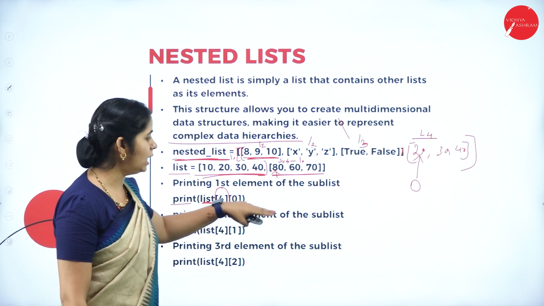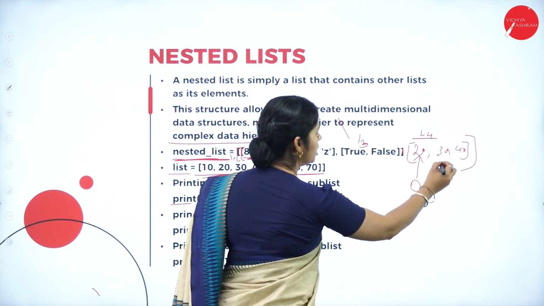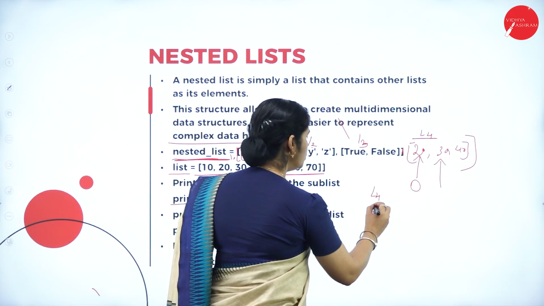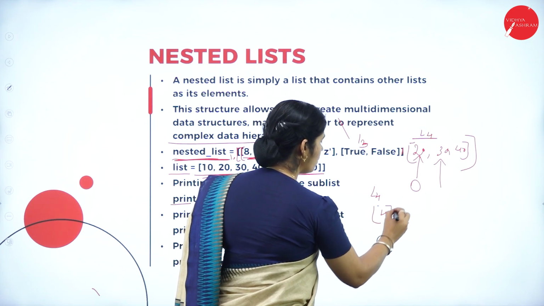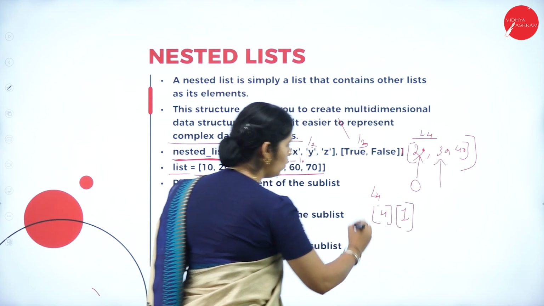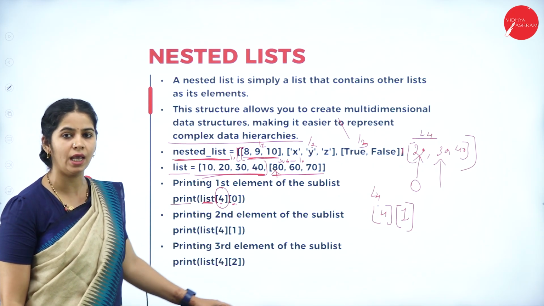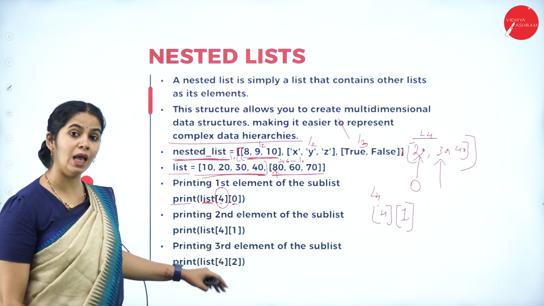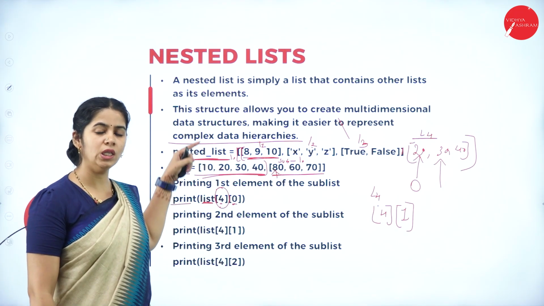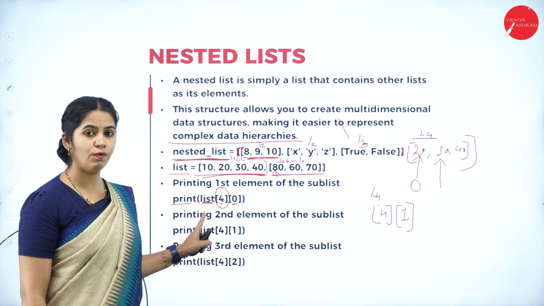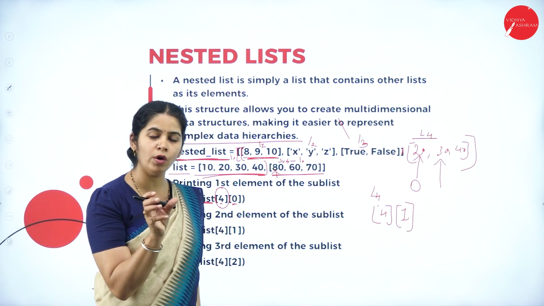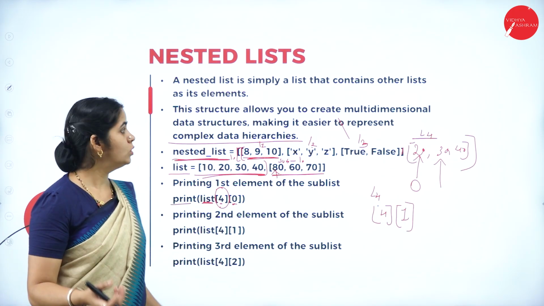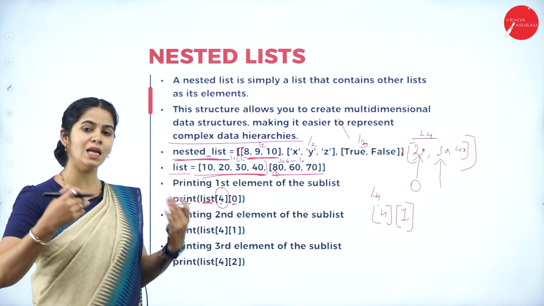Printing the second element of the sublist. I want to print the second element of the sublist. What is my sublist? Sublist is 4, so that will be given as 4. And which is my element? The index value 1 will be the element for the second, right? So that will be printed. Similarly, we can access the elements of the sublist within the given list using this format. You should give the number of the sublist and then the index value that you want to access. So that's how we are using the nested list.